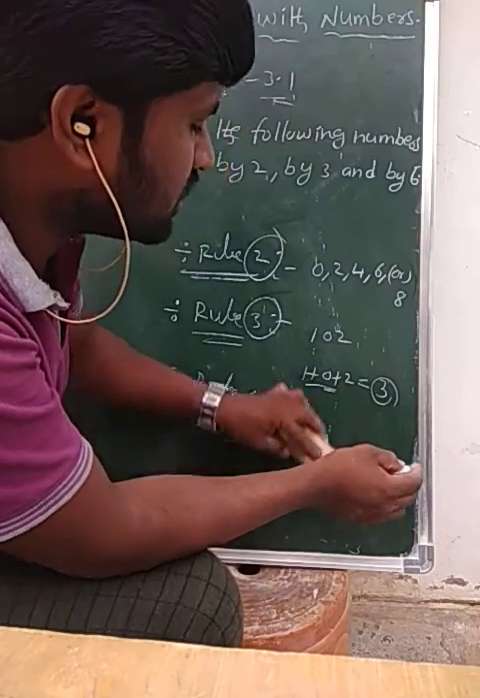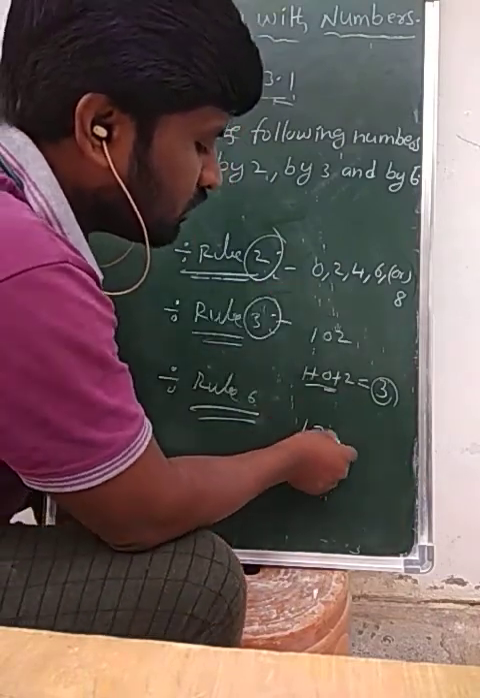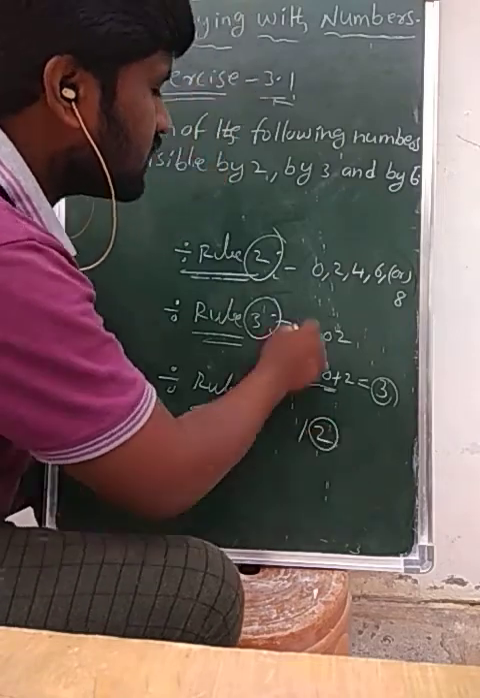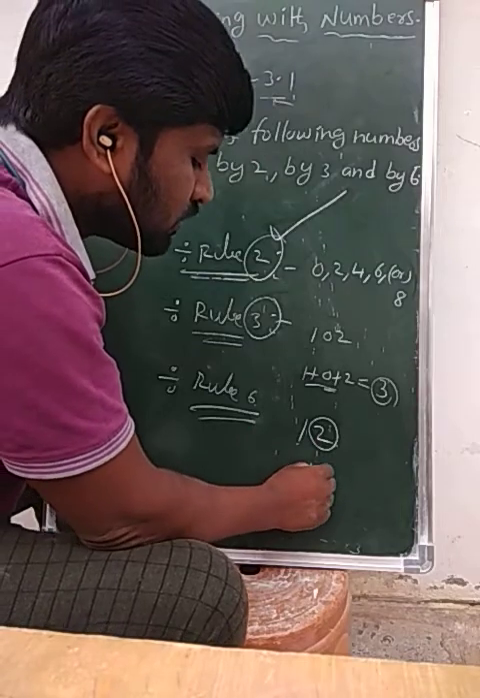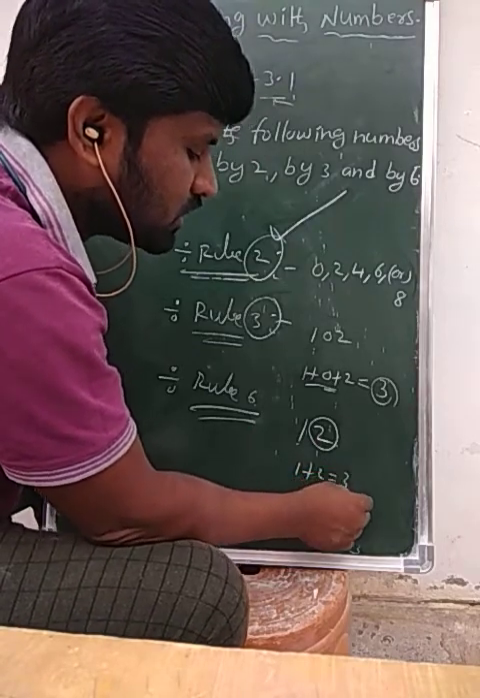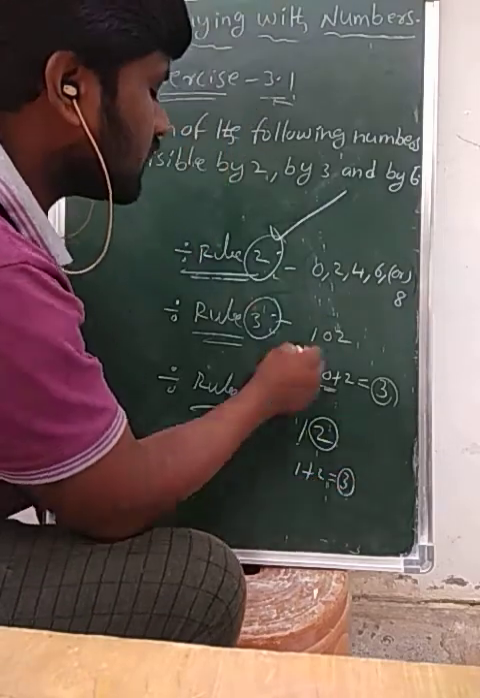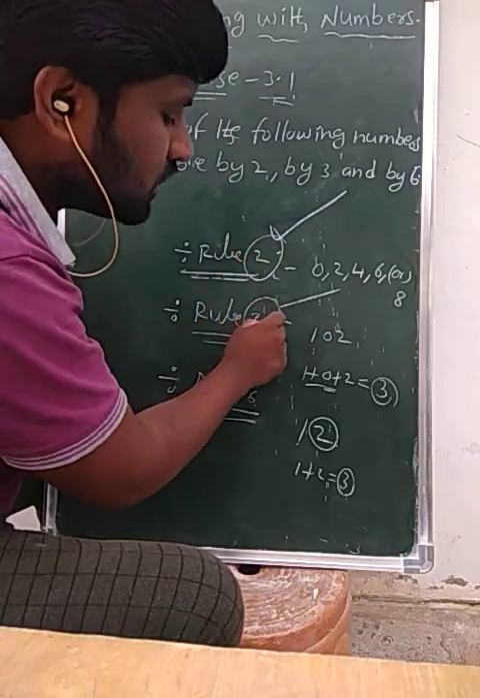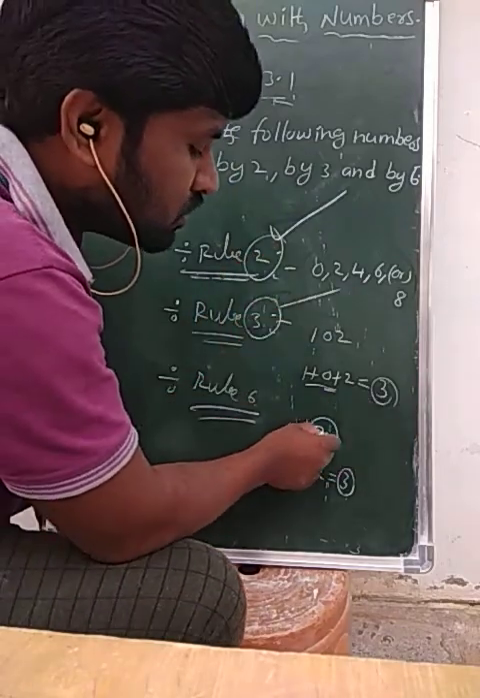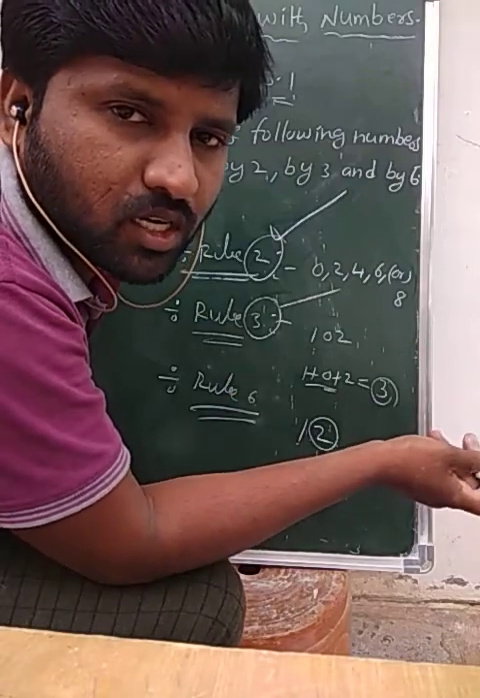For example, taking a small number, 12. The ones place digit is 2. Yes, it is divisible by 2. And by adding the digits, 1 plus 2 equals 3. The sum of the digits is 3. 3 ones are 3. Then it is also divisible by 3. It is divisible by both 2 and 3. Then the number 12 is exactly divisible by 6 also. 6 twos are 12.